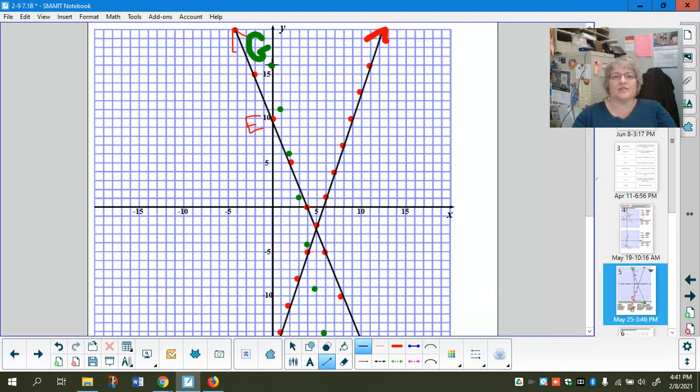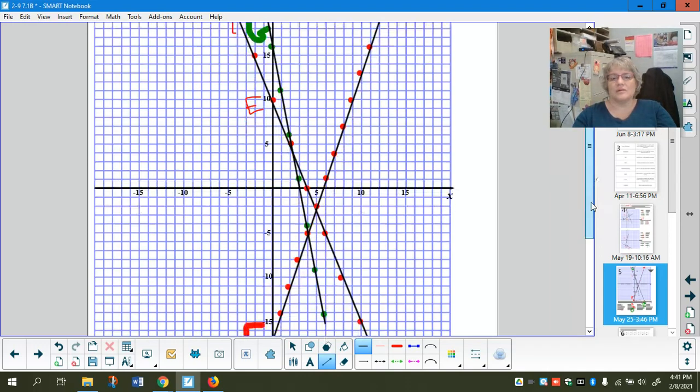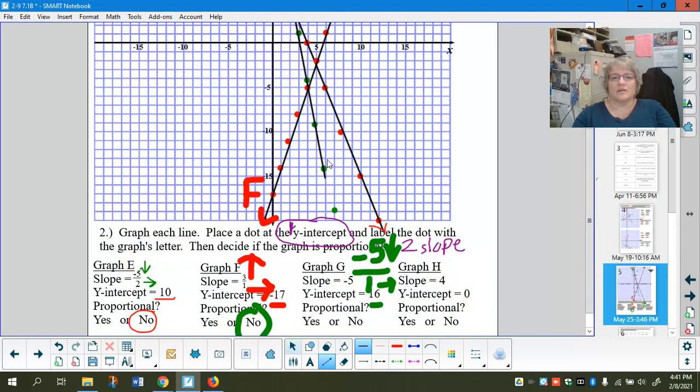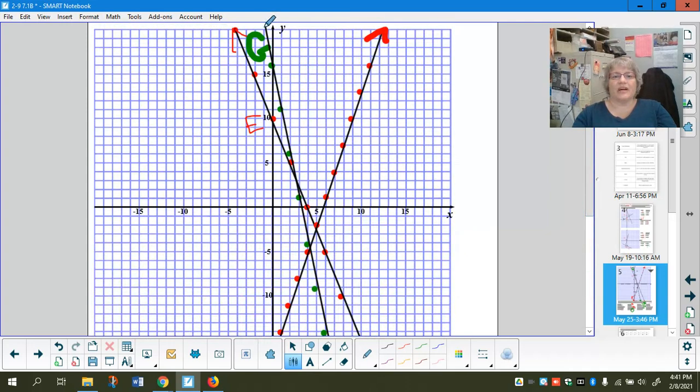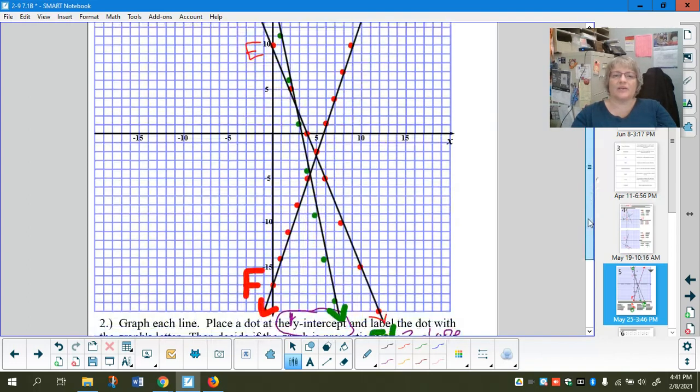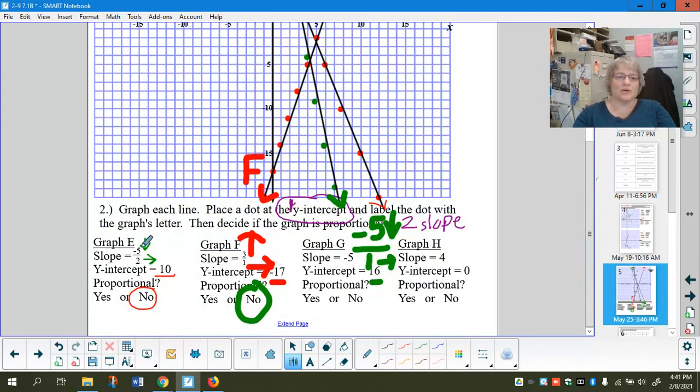Remember, downhill graphs are called negative slope graphs. They're decreasing, they're going downhill. And we need to put our arrows on the end. And we already labeled it G, so we're good there. So just to kind of verify, letter E graph and letter G graph are both going downhill. They both have a negative slope. Graph F is positive slope. It's going uphill. Graph H is also a positive slope. It's going to go uphill.